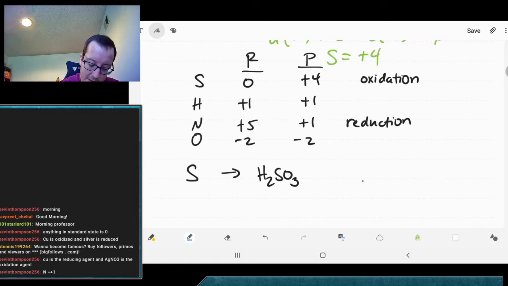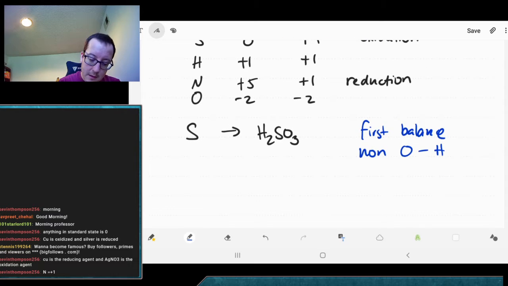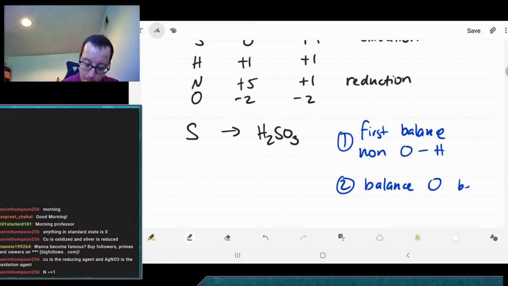So we want to first balance the non-oxygen or hydrogen elements. In this case, that would be sulfur. So we're going to want to balance sulfur out first. We have 1 on each side, so we're done with this step. That's the first step for doing this. Then we want to balance out oxygens by adding water as necessary.